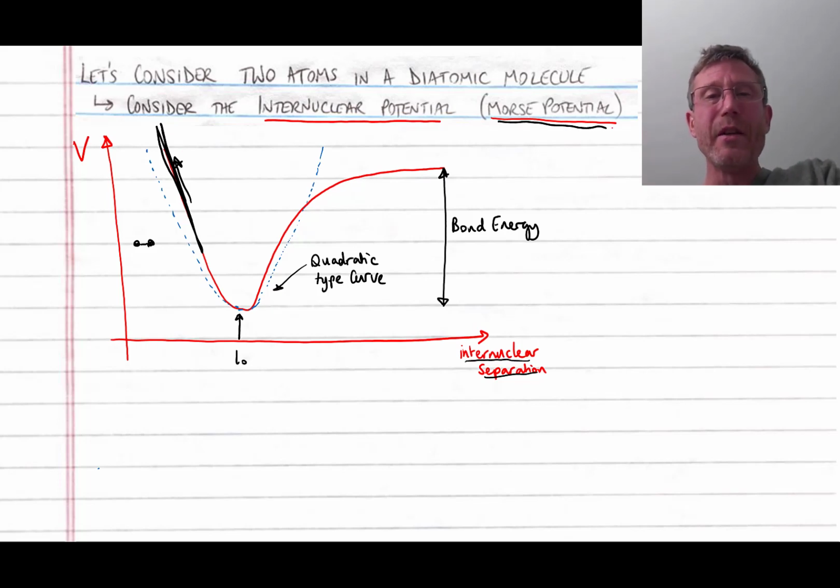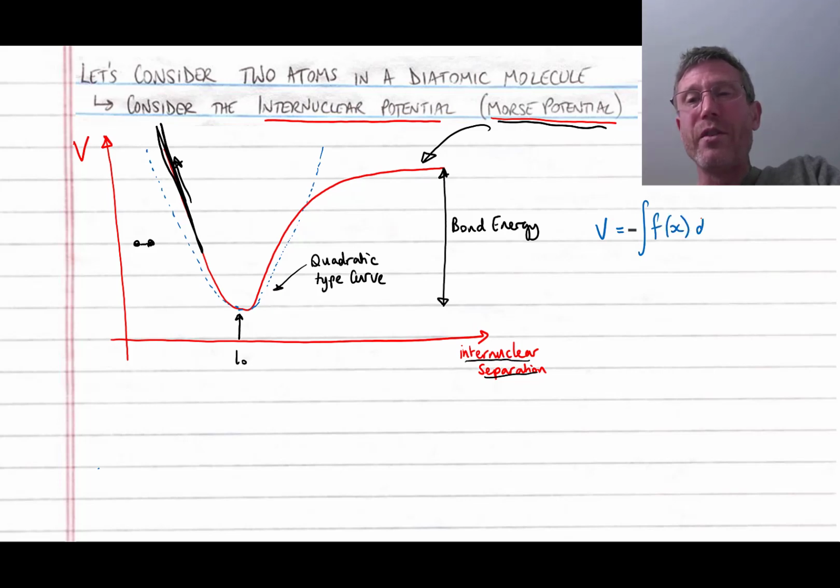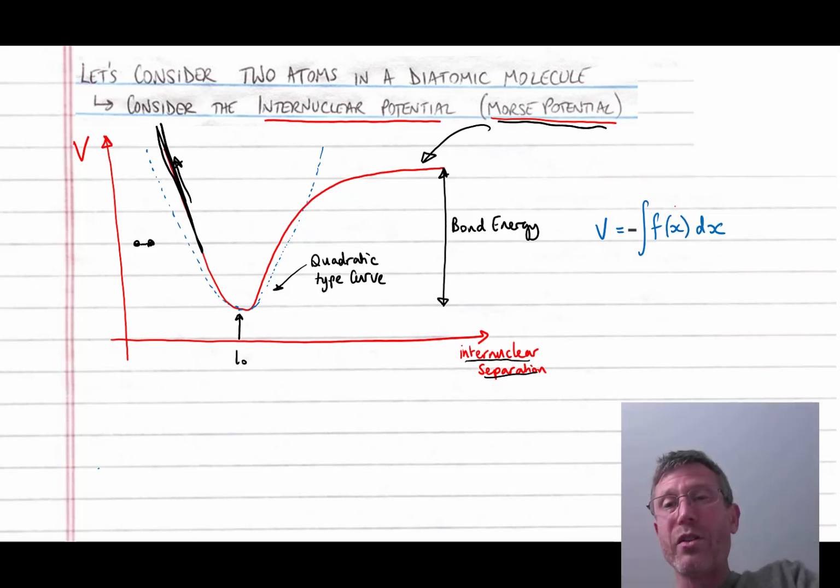Here is the red curve. So that's our Morse potential, the red curve. So what was the blue curve? Let's write this in blue. We've got to remember, of course, that V is equal to the integral of the force with respect to x. Remember from Hooke's law, our force ends up being equal to minus kx. And so we end up with V equal to kx squared over 2.